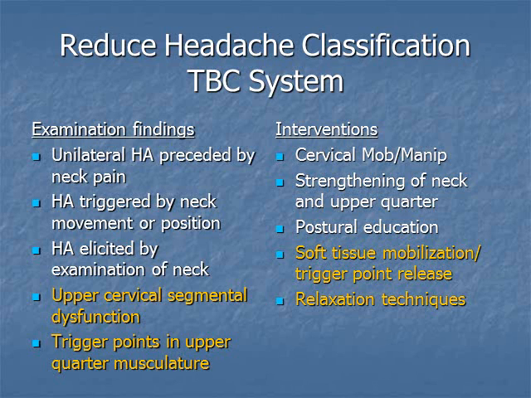Other things to consider would be trigger points in the upper quarter musculature. Interventions would be cervical mobilization and manipulation, strengthening of the neck and upper quarter, postural education. Additionally, we may also want to consider soft tissue mobilization or trigger point techniques, and also relaxation. In other words, managing stress.